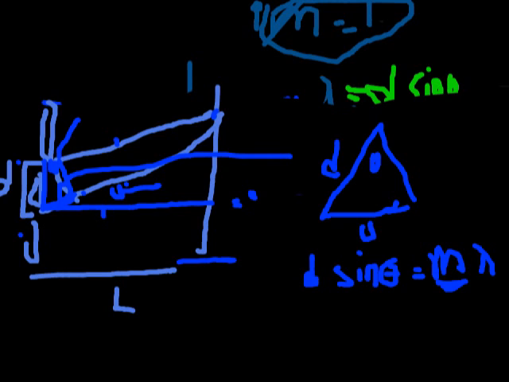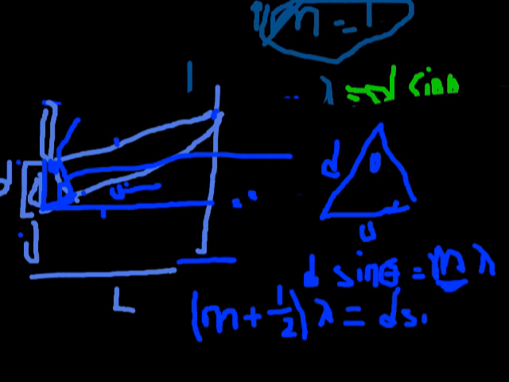So for destructive interference, the path length difference will equal m plus a half wavelength, because this half wavelength produces destructive interference, equals d sine theta. So the bright spot for the central maxima is in the center, and then the following order is a dark spot, and then after that it's a bright spot again, and then a dark spot and a bright spot.